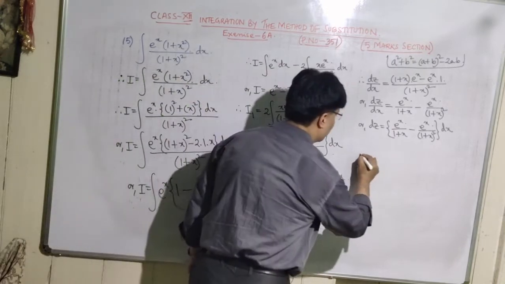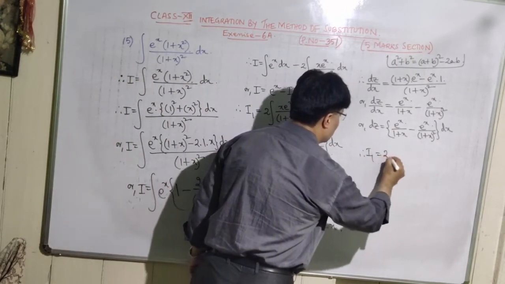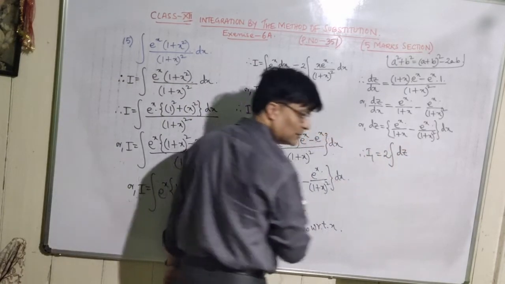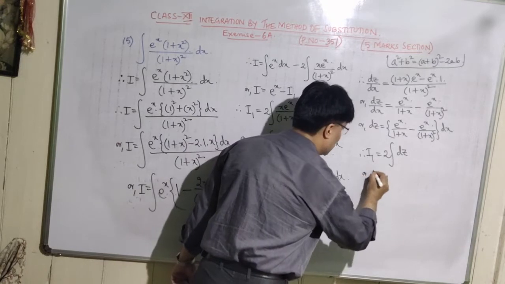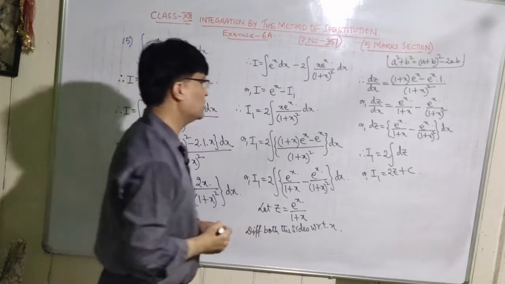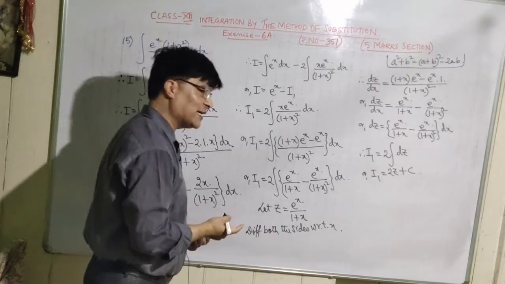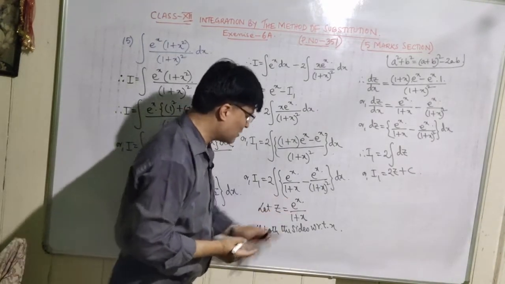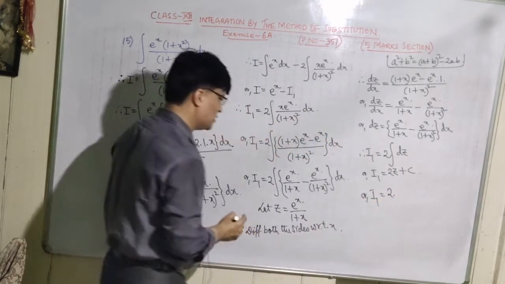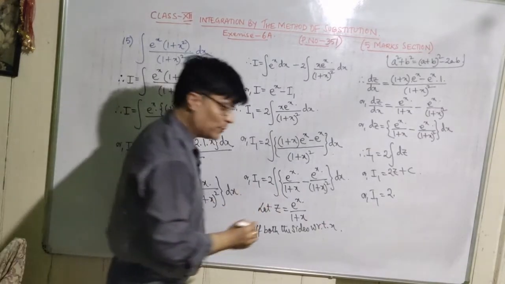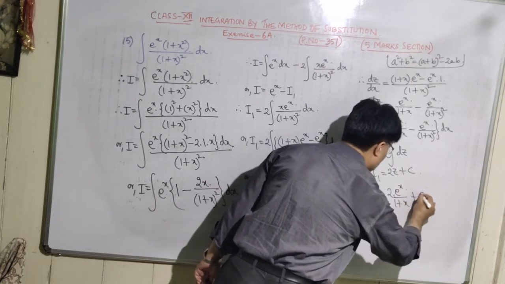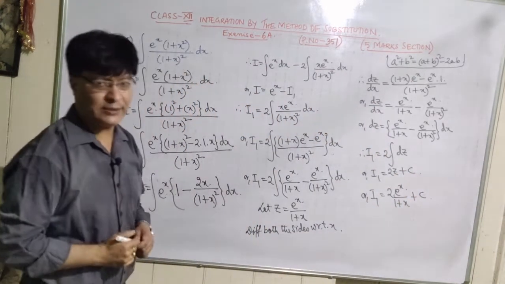So let us put the value here. What is I1 now? So I1 is equal to 2, which is a constant, you have to write it, integral sign, now this is dz. So what is the integral of dz? Or I1 is equal to 2z plus c. So let us put the value for z. Actually, what is z? It is e to the power x upon 1 plus x. So I1 is equal to 2 into e to the power x upon 1 plus x, then plus c.